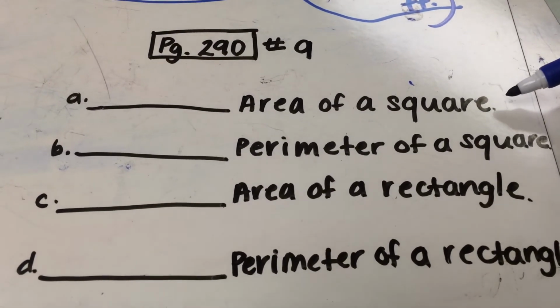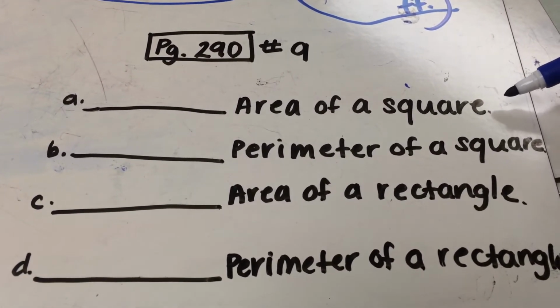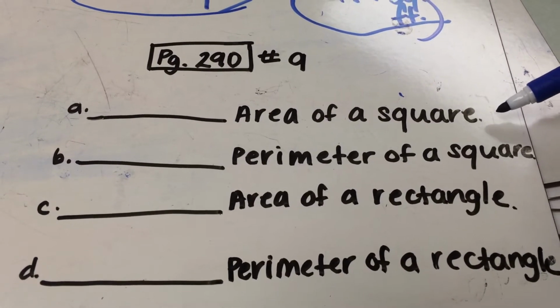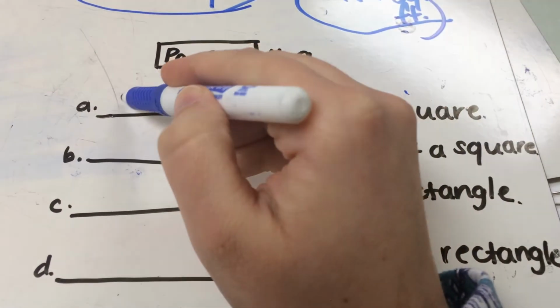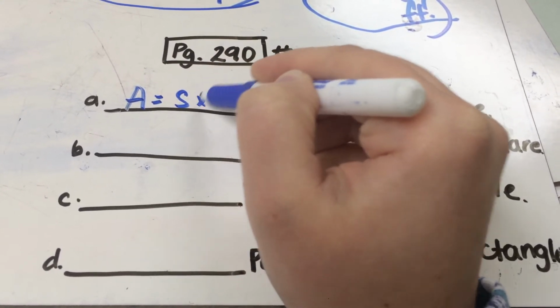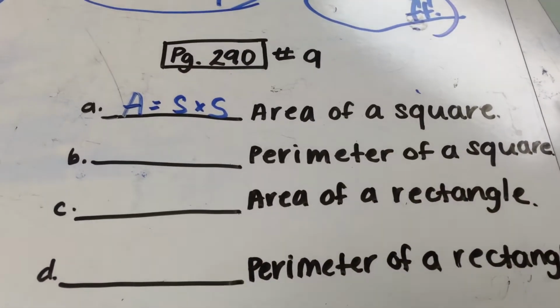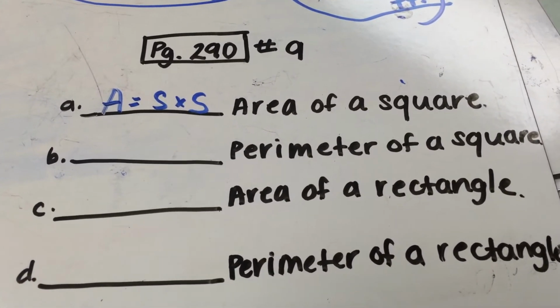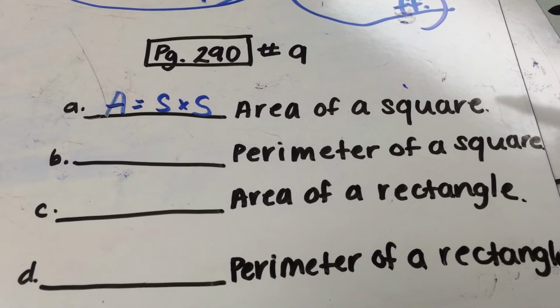So the area of the square, go ahead and think about what the area of the square formula is. All right, your area of the square is A, which shows area, equals side times side. Okay, go ahead and make sure you have that copied down correctly. That's your area of the square.